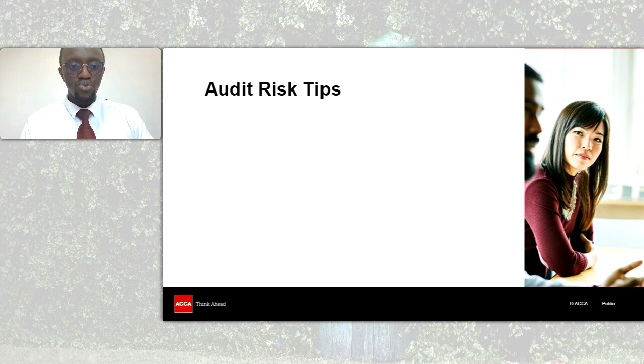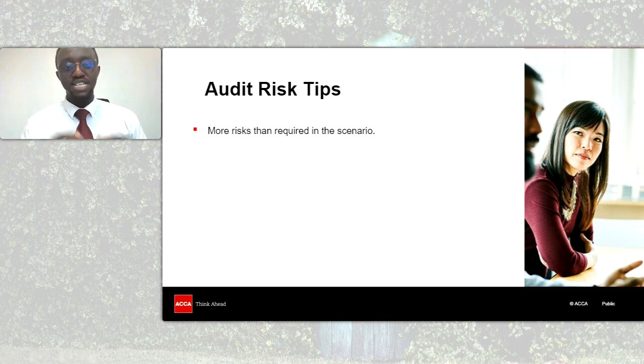Now, let's touch on a few areas of concern, a few tips now with audit risk. When we have the audit risk question, I want us to understand that if you're being asked for, let's say, 5 audit risks to identify, there's a high chance there are about 8 audit risks in the scenario. Pick your best 5. You might read through the whole scenario, and do not ignore the first paragraph.